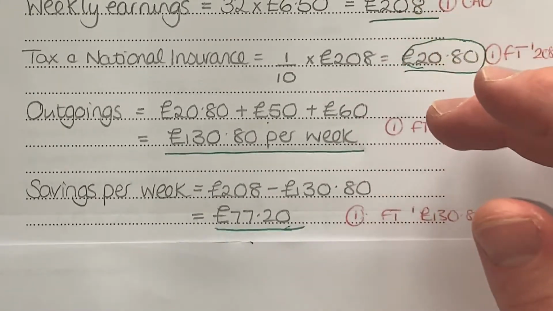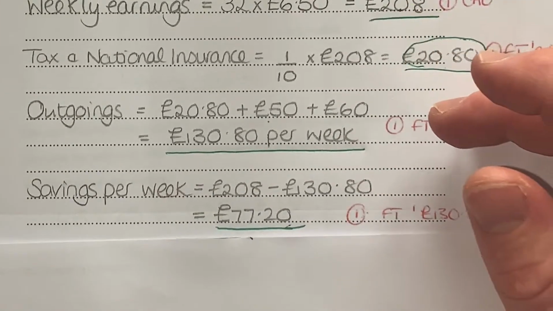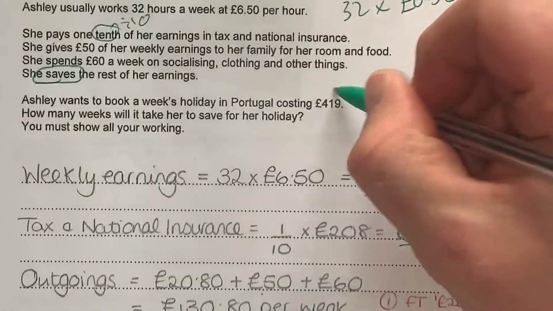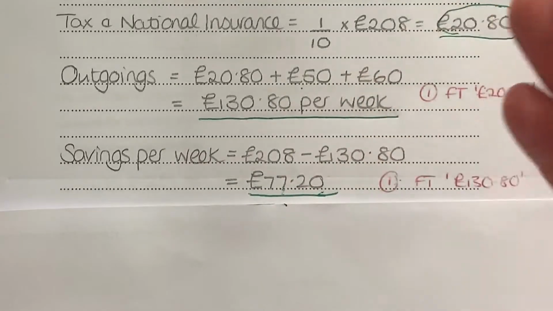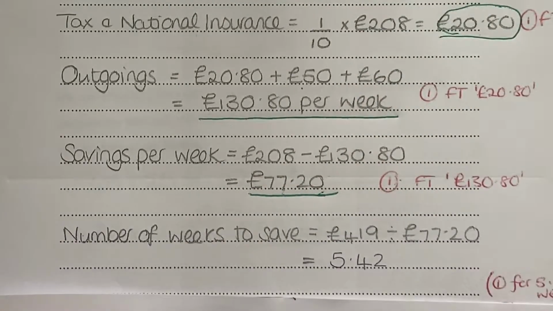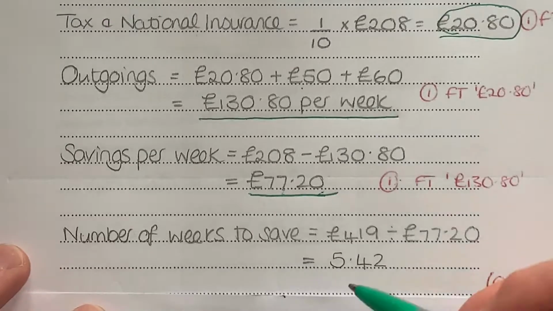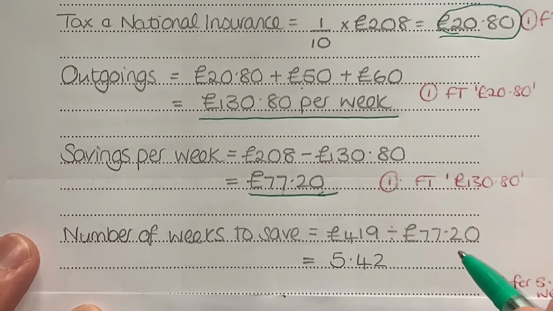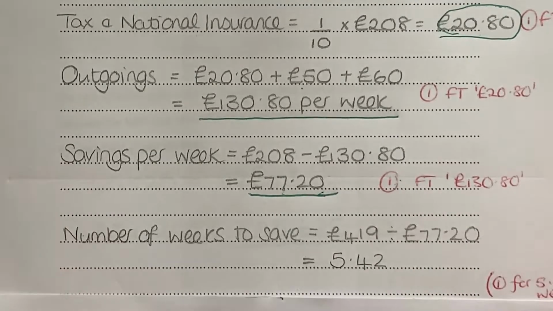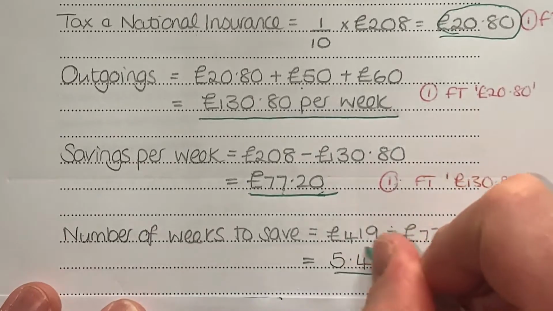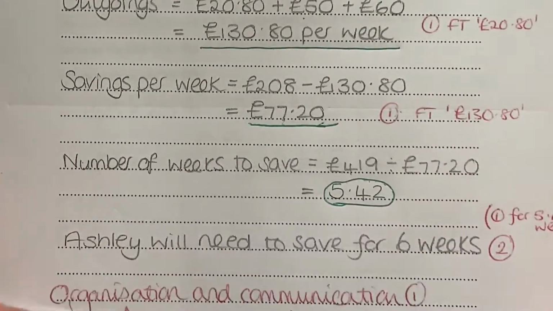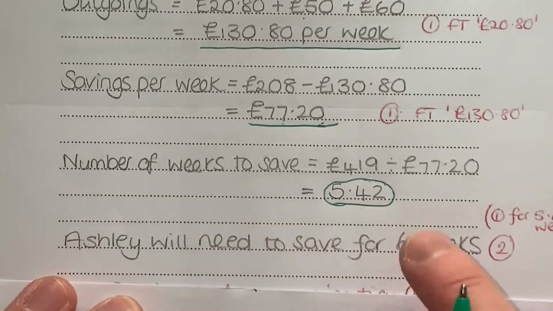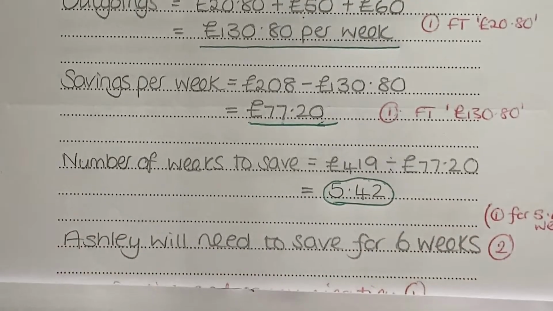So £77.20 is what she saves per week. To find out how many weeks it's going to take her, remember the holiday is £419. So we need to find out how many 77s are going to get me all the way to 419. Quickest way with a calculator is to divide the two. Okay, so 419 divided by 77.2, there are other ways you could have done it, but that gives you a decimal. Now that decimal means there's 5 and a bit more weeks. So how many full weeks would it take her to save for the holiday? For your final 2 marks, it will take her 6 weeks. Okay.